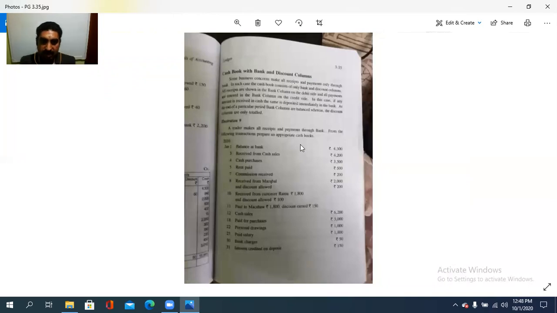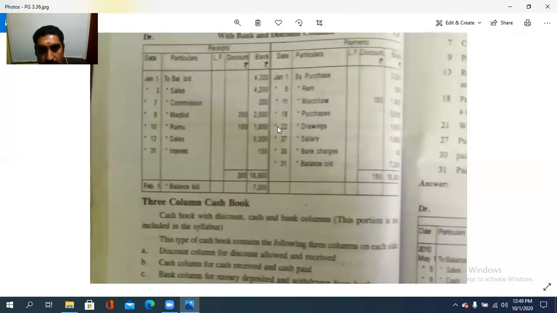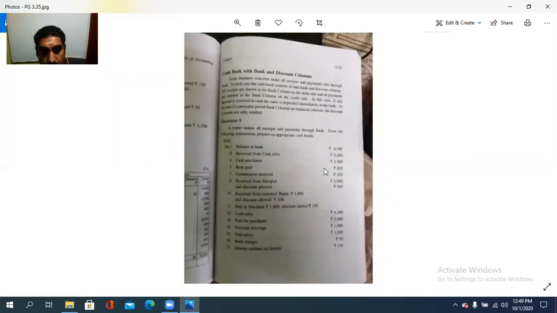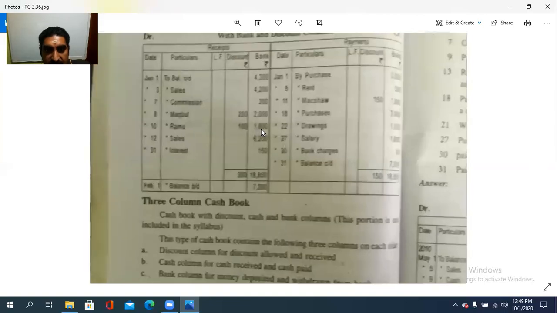Then next is what? Received from customer Ramu 1,800 and discount allowed 100. So customer Ramu debtor to which one? Sorry. There is received from customer Ramu, not paid. Okay, received from, like the same before. Received from customer Ramu, cash account debtor to Ramu, 1,800 and discount allowed 100. So see, 100 and 1,800.